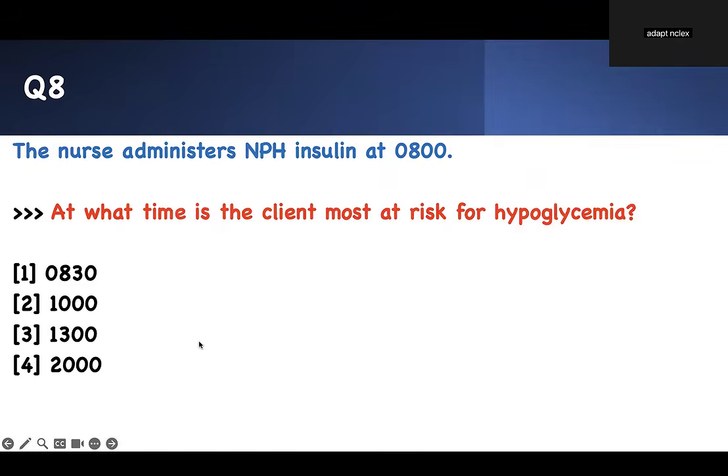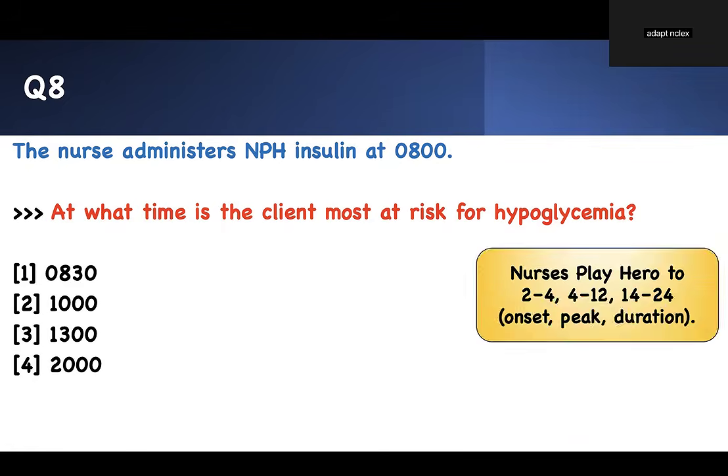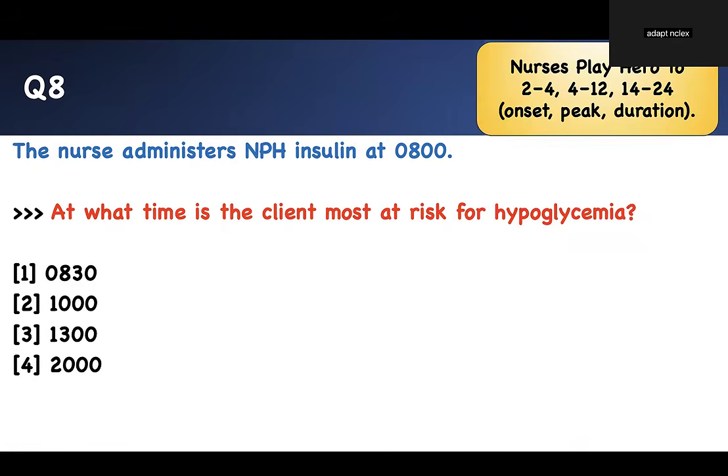Number 8, the nurse administers NPH at 8 o'clock. At which time is the client most at risk of hypoglycemia? Look for the peak. The middle of the peak or the beginning of the peak is the time the patient is going to be hypoglycemic. What is the peak of NPH? And this is the key. 2 to 4 hours is the onset, 4 to 12 is the peak, and 14 to 24 is the duration.